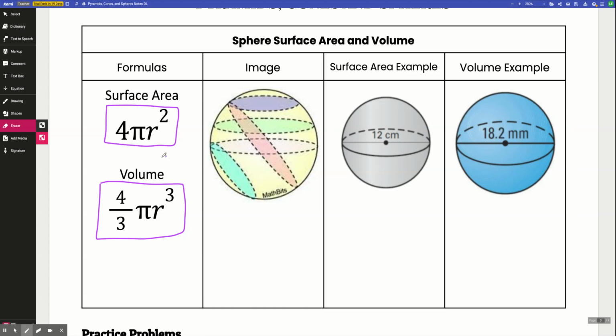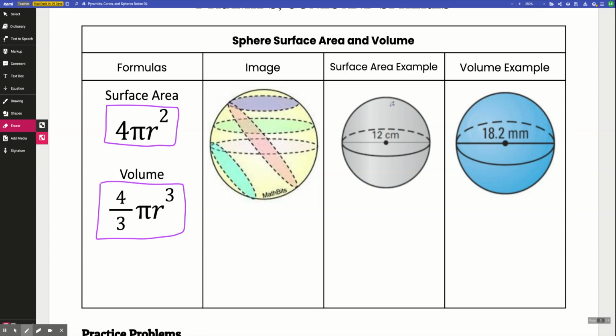If that's something that you're interested in learning about, send me a message, let me know, and I'm happy to show you. Okay, but so the surface area of a sphere is 4 pi r squared, right? And then the volume of a sphere is 4/3 pi r cubed, all right? So these are just two formulas really that you're going to have to memorize. So I'm going to do a surface area and a volume example for you, okay?